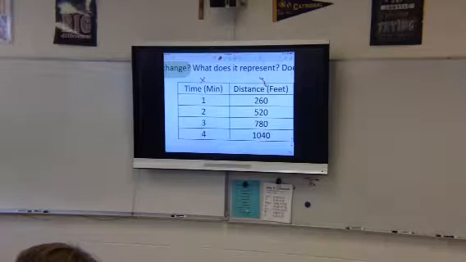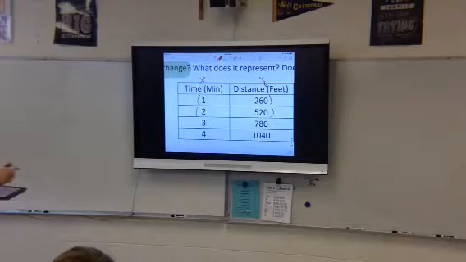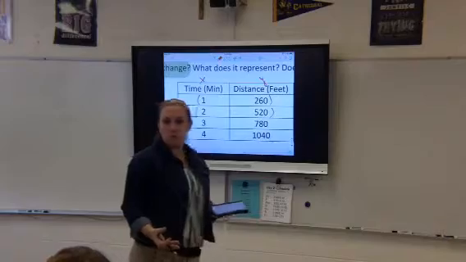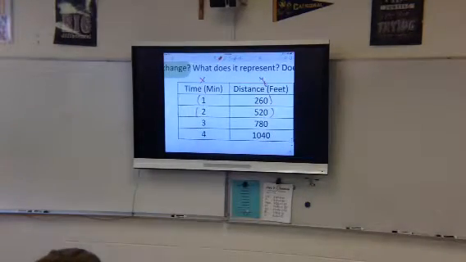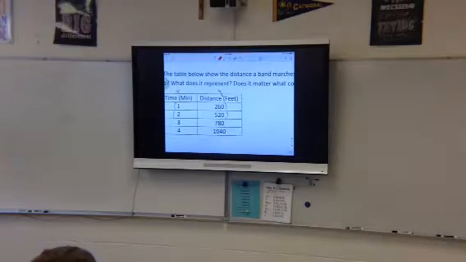Now, these are just coordinate points. That's all these are. 1, 260, 2, 520, 3, 780, 4, 1040. So these are just coordinate points. Now, when I'm finding the slope, or rate of change in this case, and you're thinking about the formula, y2 minus y1 over x2 minus x1.